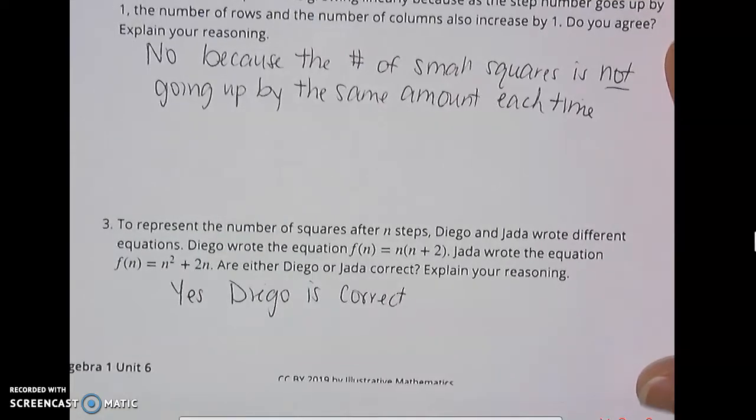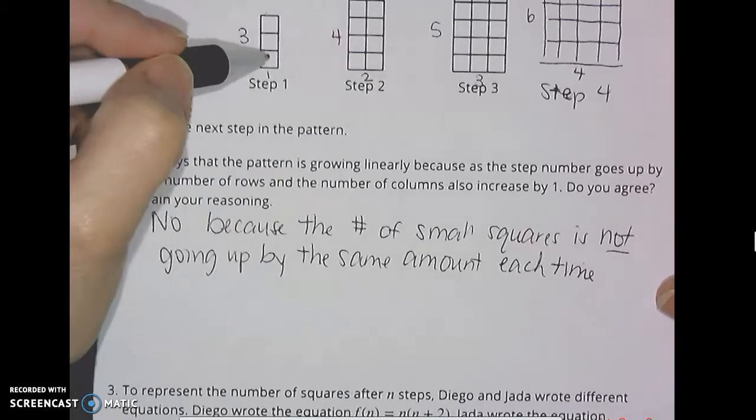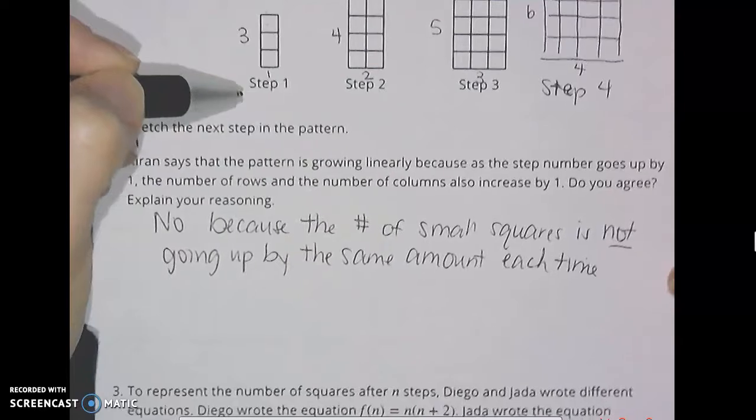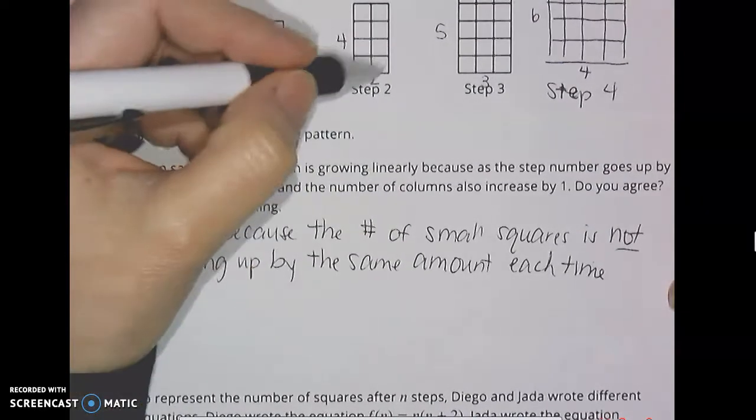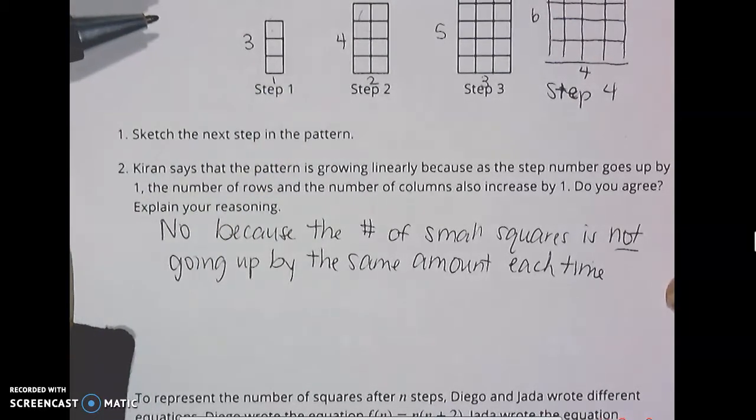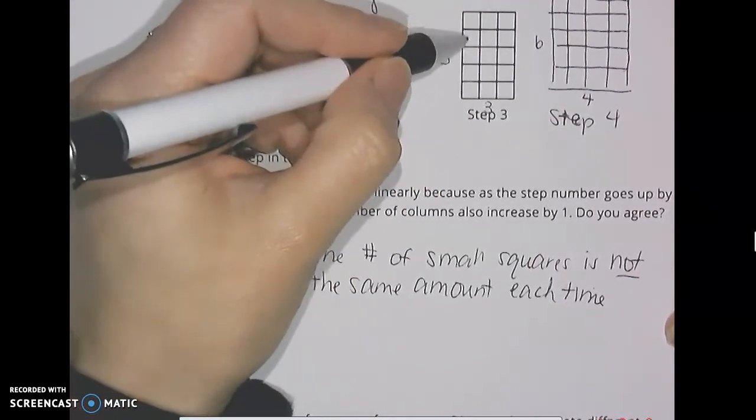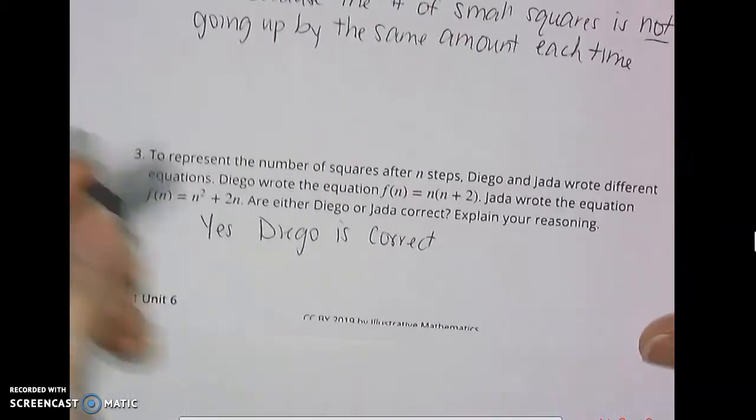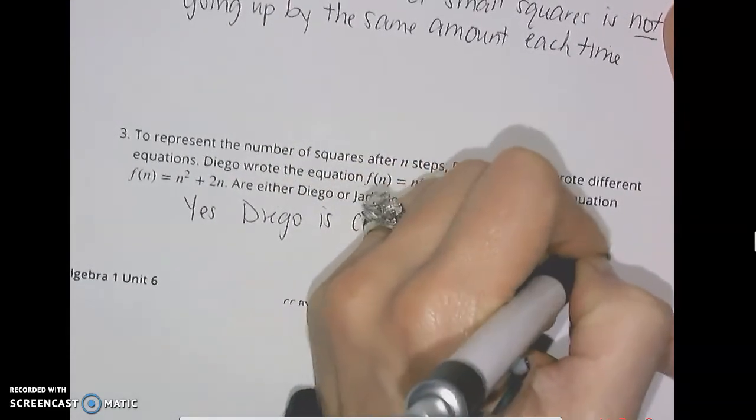For Jada, we're saying n squared plus 2n. So we're having an n squared plus 2 more blocks. Okay, 2 more times the step number that we're on. For step 2, we have a 2 by 2 square, which is 4, plus 2 times that 2, which is another 4, which makes our total 8. For step 3, we have a 3 by 3 square, which is 9, plus 2 times that 3, which is 6. Okay, and it also works for step 4. So we said, yes, Diego is correct, and so is Jada. Okay?